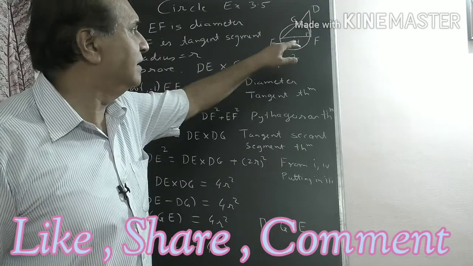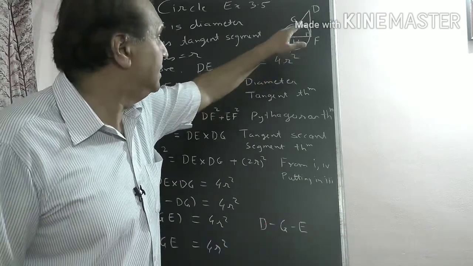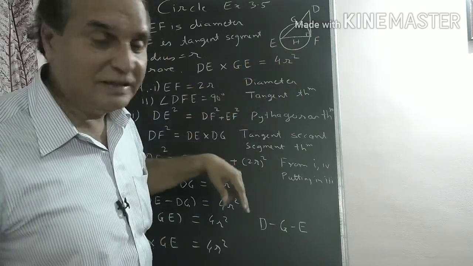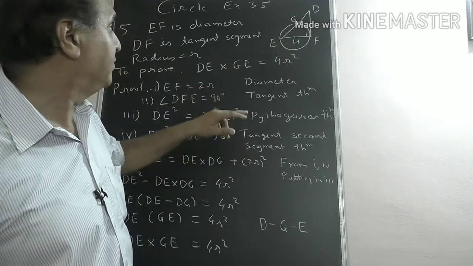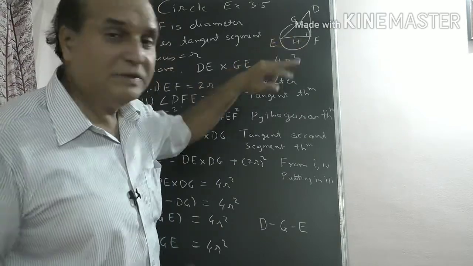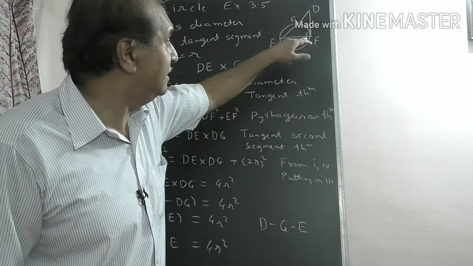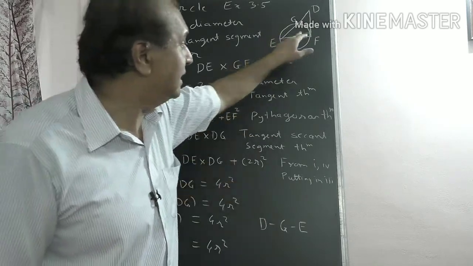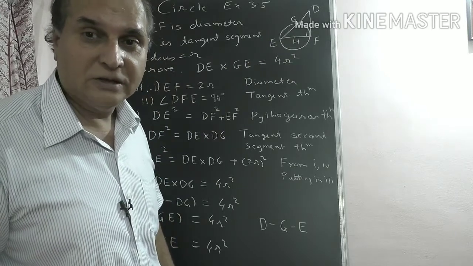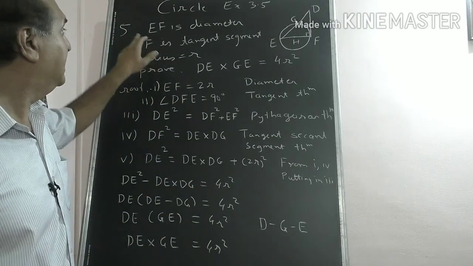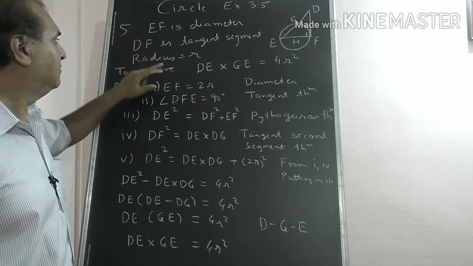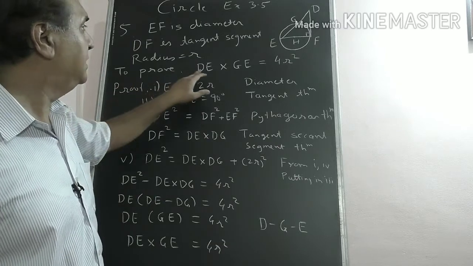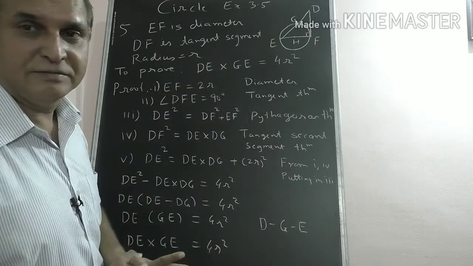See, the figure is given here. DF is tangent, DE is secant, right? So the tangent secant segment theorem we can use. And EF is diameter, given. Diameter and tangent are perpendicular, tangent theorem. This angle is 90 degrees. So Pythagoras is also applicable here. EF is diameter, DF is tangent segment, and radius is R. This much is given. And we have to prove DE into GE is 4R square.